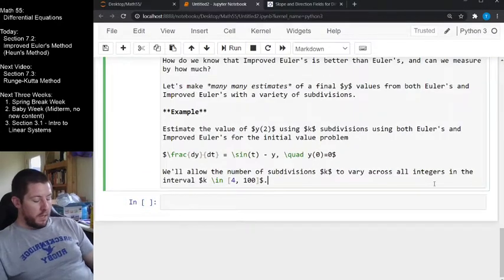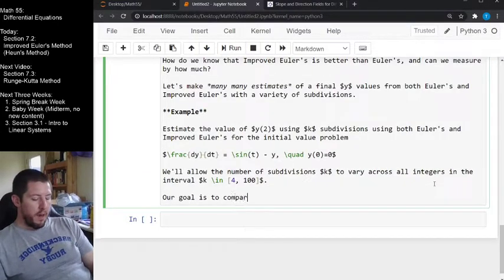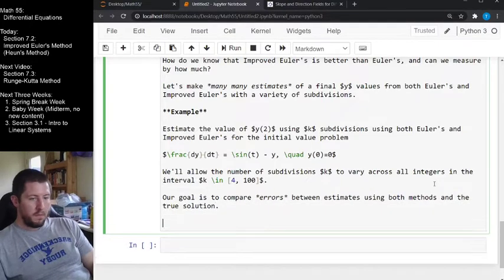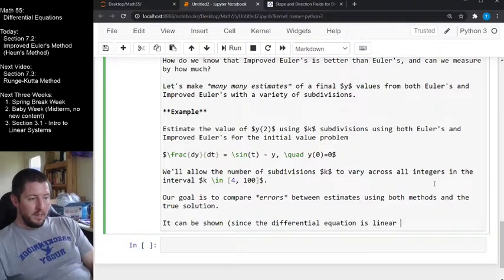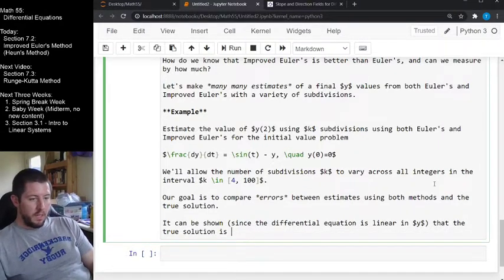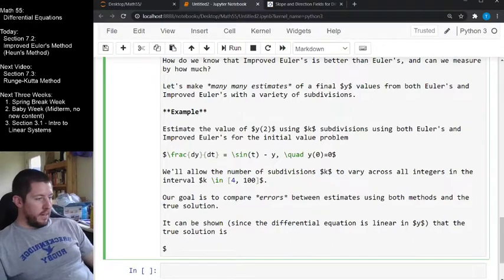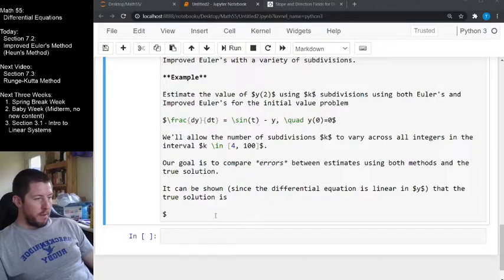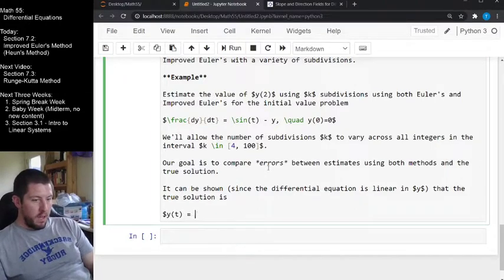Right? Now, our goal is to compare errors between estimates using both methods and the true solution. It can be shown, since the differential equation is linear in y, that the true solution is, and I did all my math and my integration and so on, and I arrived at the solution of y of t equals 1/2, I'm going to frac that.